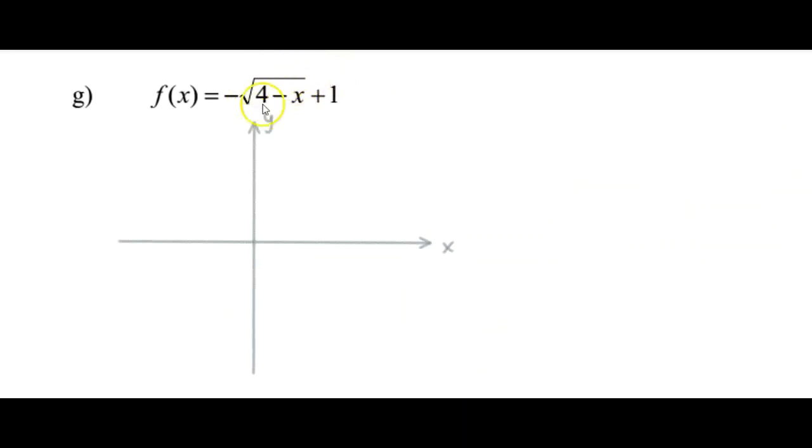For this function, I'm going to get the domain first. You have 4 minus x greater than or equal to 0. Always make sure that what is inside the square root must always be greater than or equal to 0. And when you solve for this, you get x less than or equal to 4, meaning that our x will be from negative infinity until 4. This is our domain.